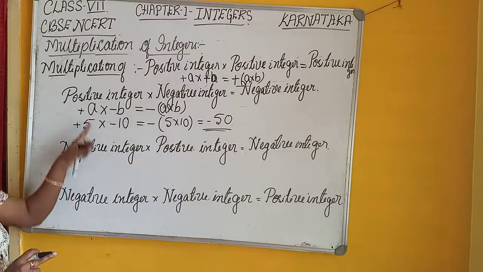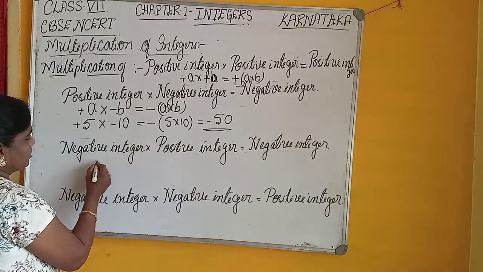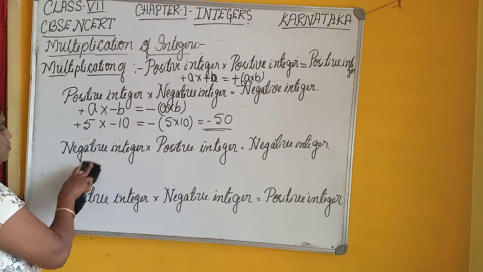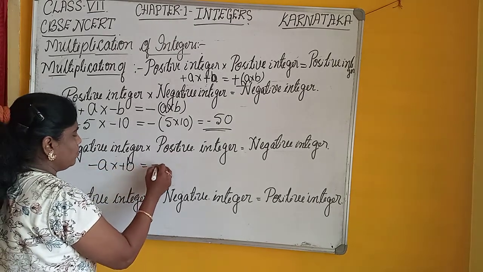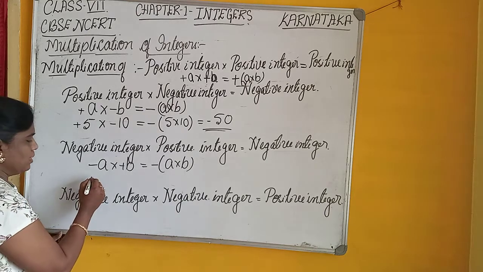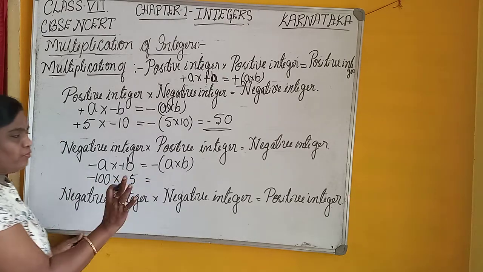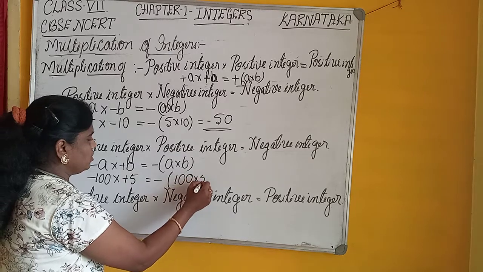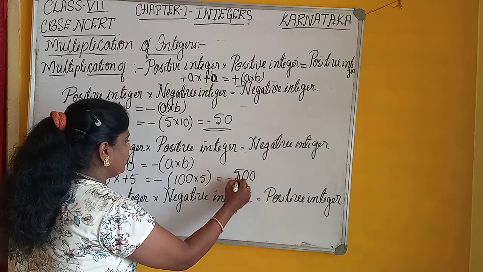And next, when a negative integer and a positive integer are multiplied, let us consider the negative integer as minus A. Generally, we can write minus A into plus B is equal to minus of A into B. Understood? We can take an example like minus 100 into plus 5. One is negative, another one is positive. Therefore, we have to put the negative symbol and write the product of those integers. That is equal to minus 500, isn't it? 100 into 5 is 500.